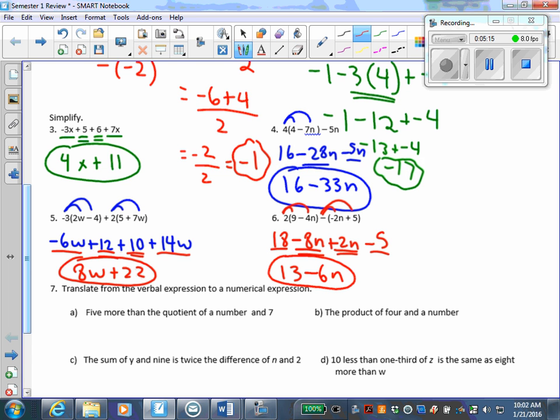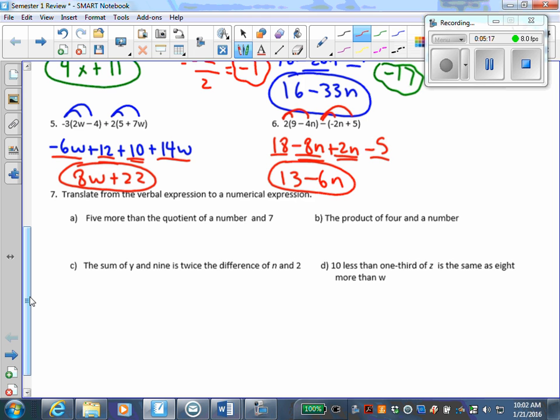All right, number 7, translating from the verbal expression to a numerical one. 5 more than the quotient of a number and 7. So the quotient of a number and 7, quotient means divide. It's going to be the number divided by 7. I want 5 more than that, so I'm going to add 5 to it.